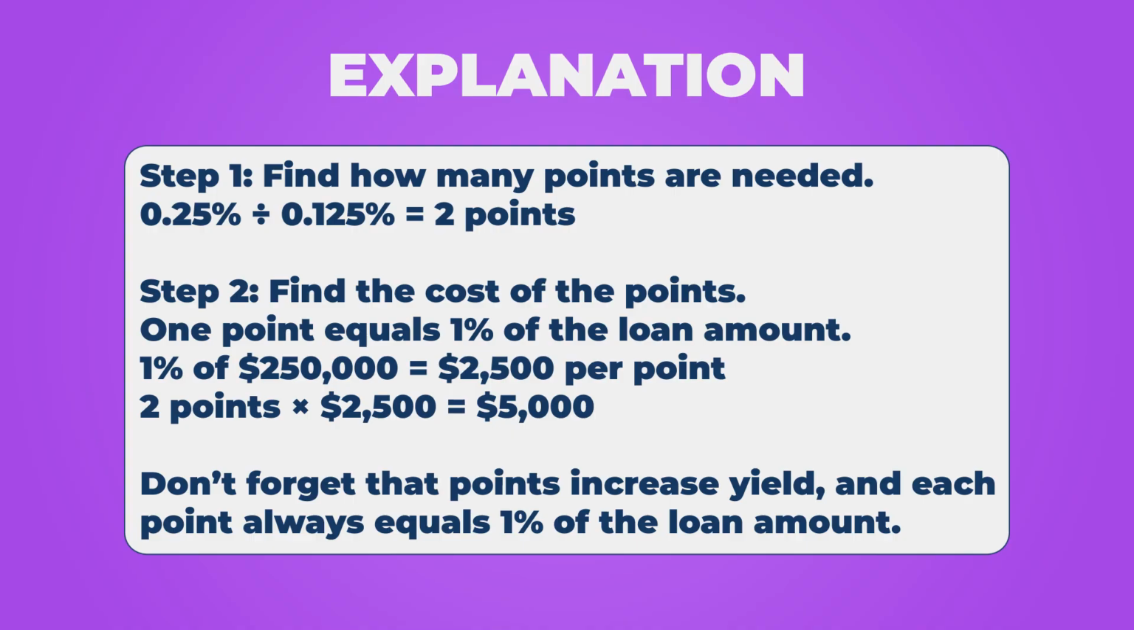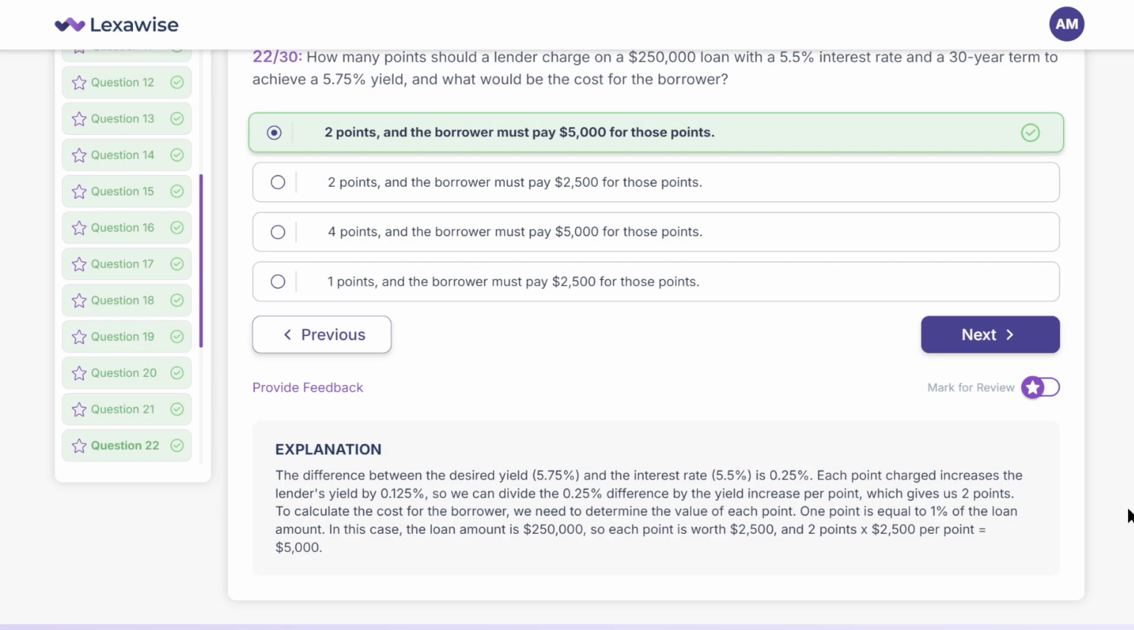Step 2. Find the cost of the points. 1 point equals 1% of the loan amount. Therefore, 1% of $250,000 equals $2,500 per point. 2 points times $2,500 equals $5,000. Don't forget that points increase yield, and each point always equals 1% of the loan amount. All right, here's the next one.